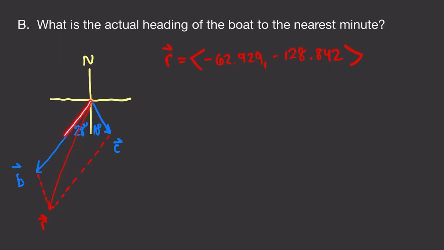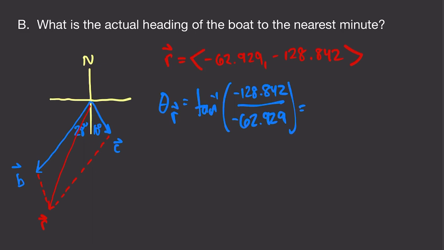If you point the direction here and the current is pushing on it this way, the boat will actually travel along that vector. So I basically need the heading of that. So really what I want to do here is use my inverse tangent equation. I want to find the angle of that vector r. So that's going to be inverse tangent of y over x, negative 128.842, divided by negative 62.929.